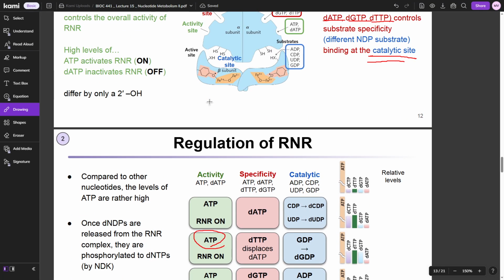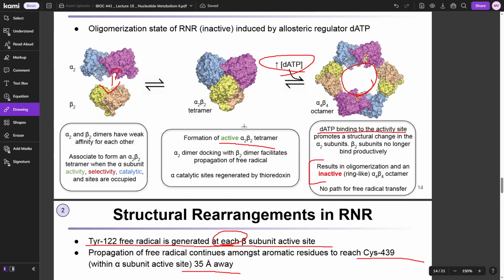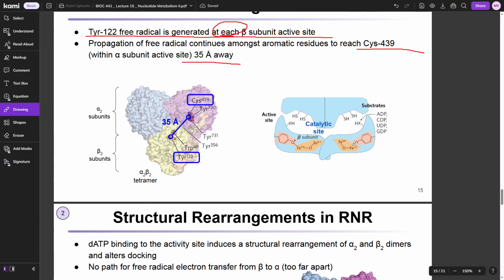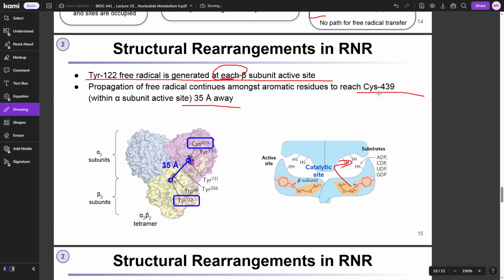Basically, the free radical is made, and it's used to help with this reaction here, and it does that through a cysteine 439, which is in the active site. If I'm not mistaken, I believe it's one of these. I can't remember which one it is. They don't really tell me here. But they show you that tyrosine here, and then this cysteine. So the radical goes from here to make this reaction work. And I'm pretty sure that cysteine is supposed to be one of these two.